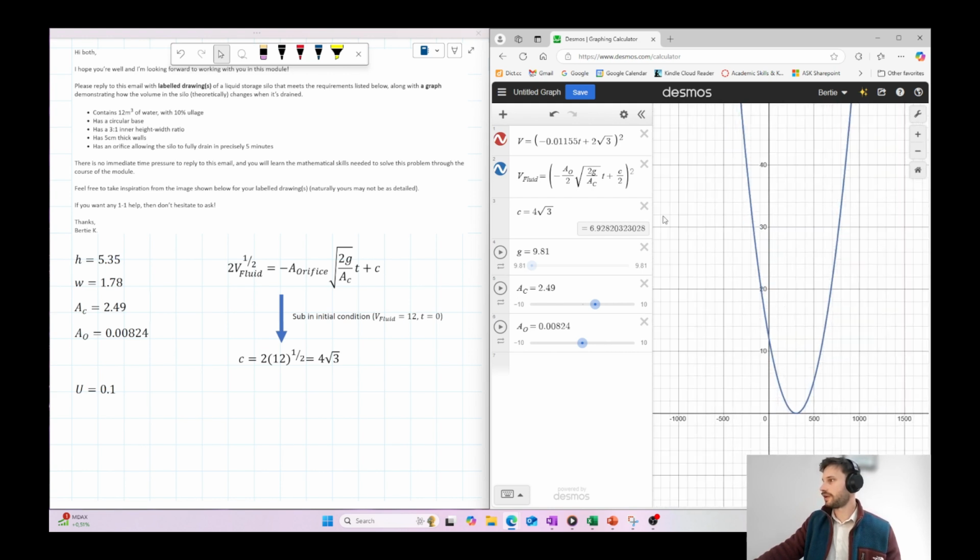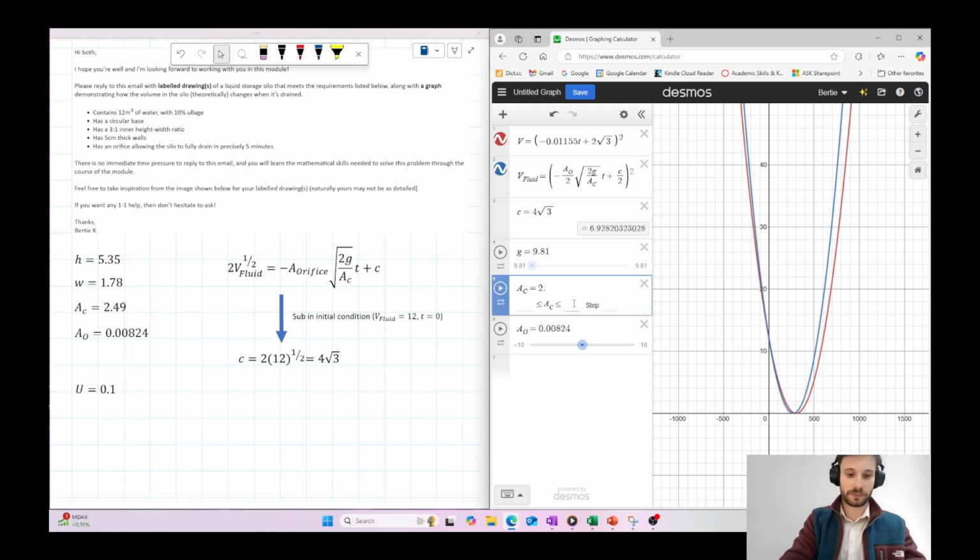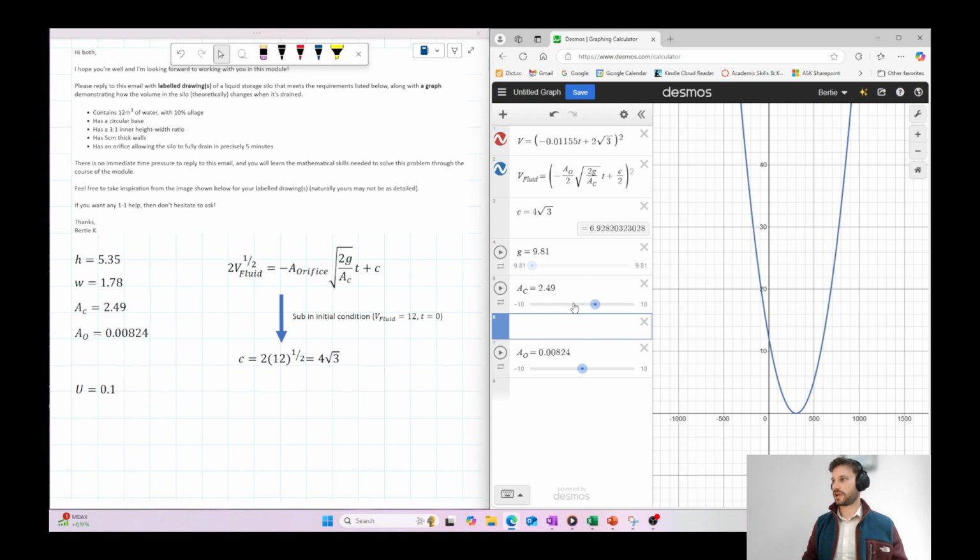So clearly the blue graph is overlapping with the red graph here. So the general form is taking the same values as the particular form. When I change one of these constants, it affects the graph. You can see that clearly. You might think to yourself, okay, this is all correct. It's not quite correct just yet.